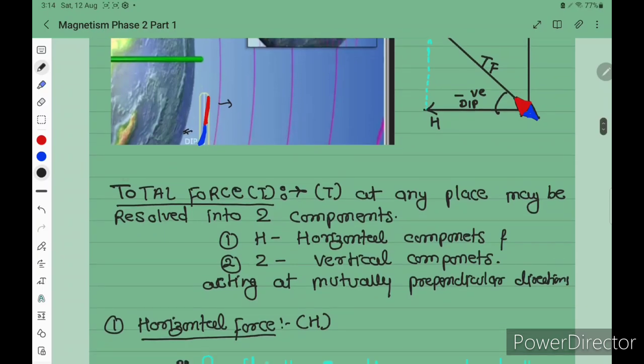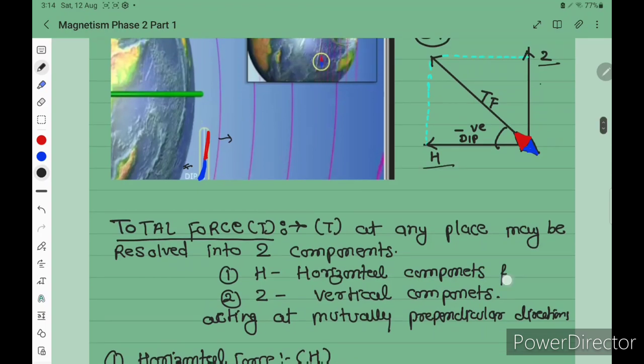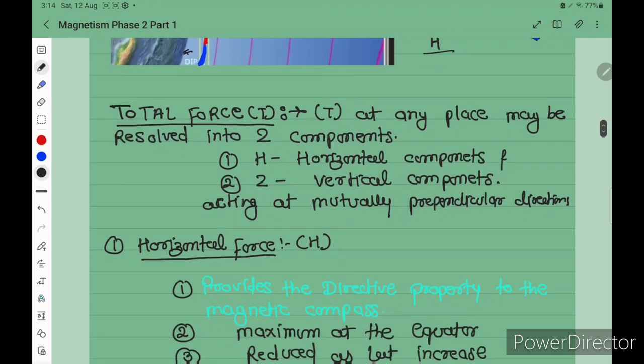The earth field has northward and downward components in the northern hemisphere, and in the southern hemisphere it has northward and upward components. Now, the total force at any place may be resolved into two components. I discussed this H and Z. So what is H and what is Z? H is the horizontal component and Z is the vertical component, acting in mutually perpendicular directions.